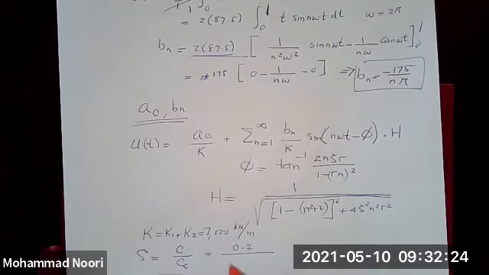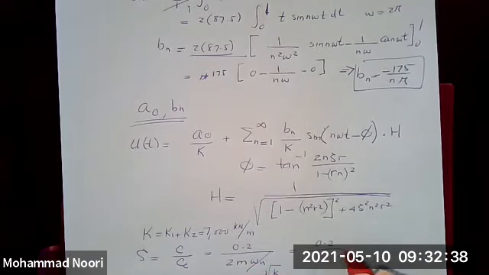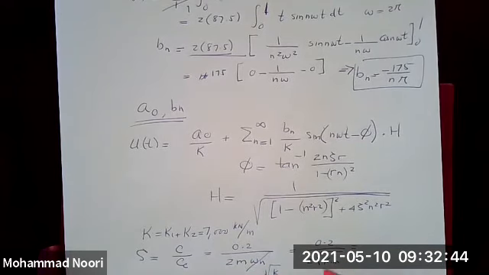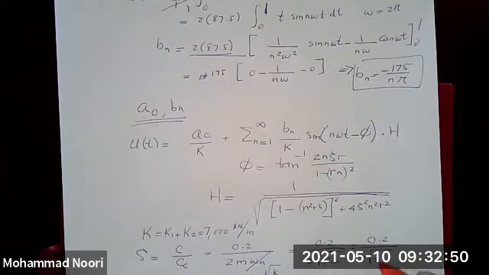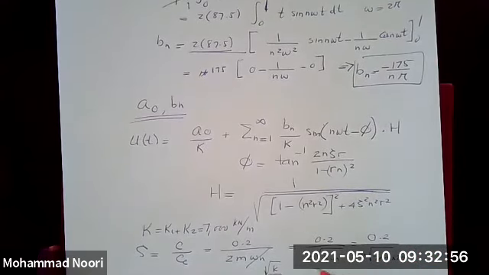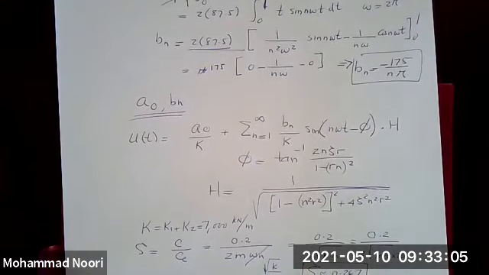Critical damping is what? 2 m omega n. Omega n is square root of k over m. m is square root of m times square root of m. So this becomes 0.2 over 2 square root of k m. So substitute for k and m: 0.2 over 2 square root of 7,000 times m, which was given as 20 kilograms. So zeta comes out to be 0.267. Any questions?